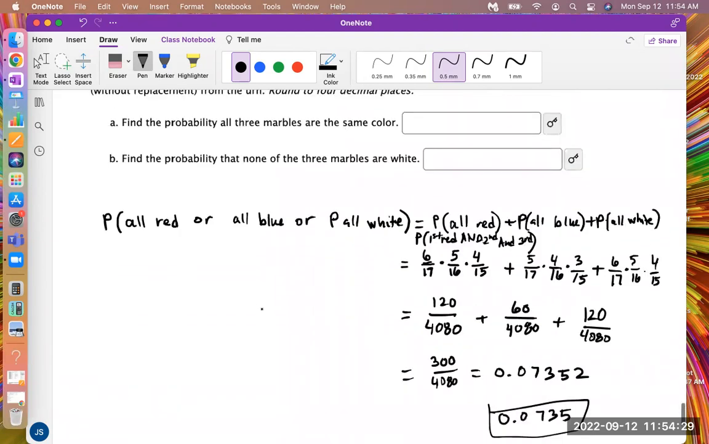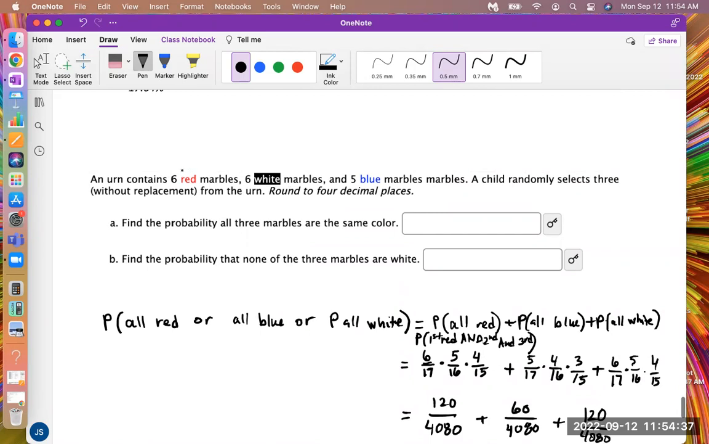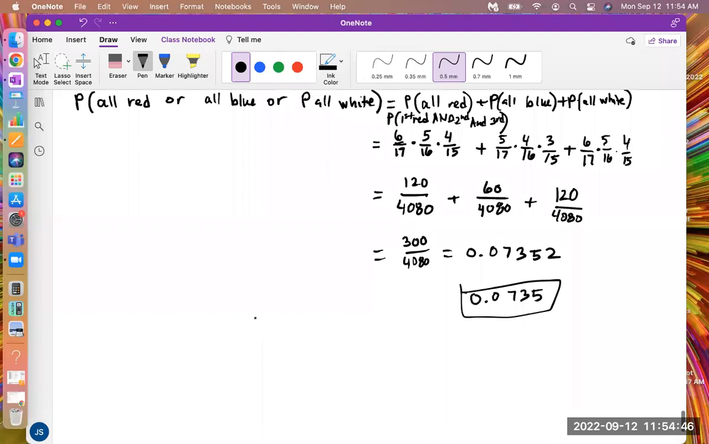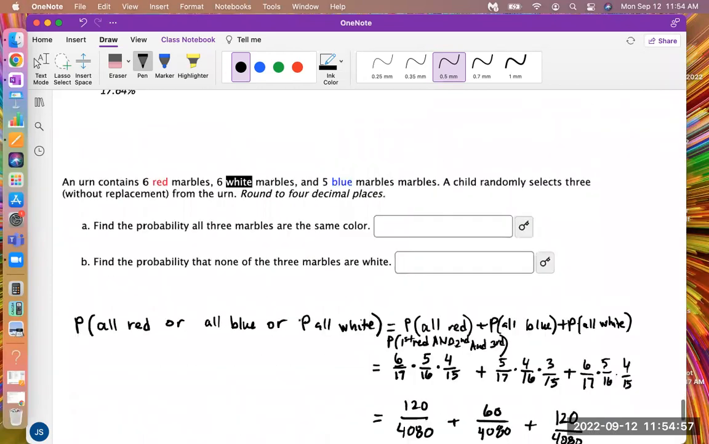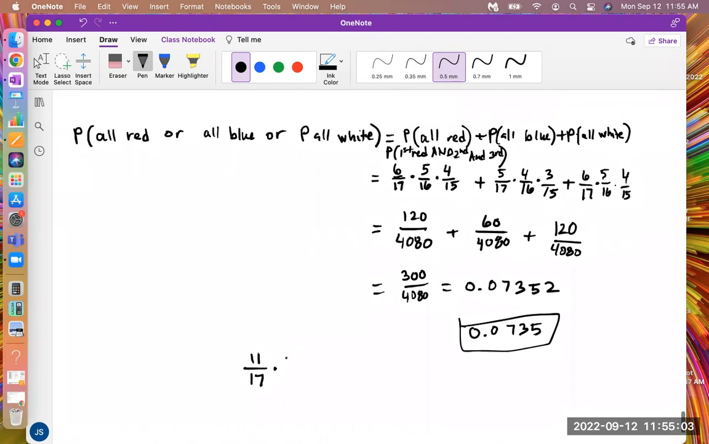The thing that comes to my mind is, well, let's see how many are not white in the urn. So there's 6 red that are not white and 5 blue that are not white. So we could just do 6 plus 5. That's 11 marbles. We'll be happy if we have the 11 marbles that are not white over the total 17 marbles. And then if you pick one that's not white, that none are white. So then the next one would be 10 out of 16, and the next one would be 9 out of 15.